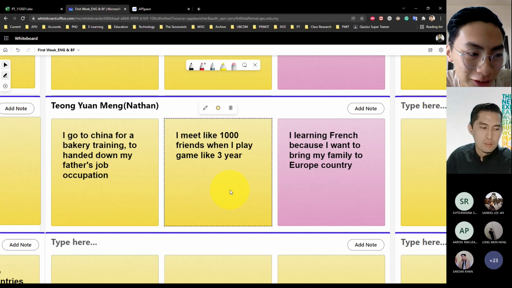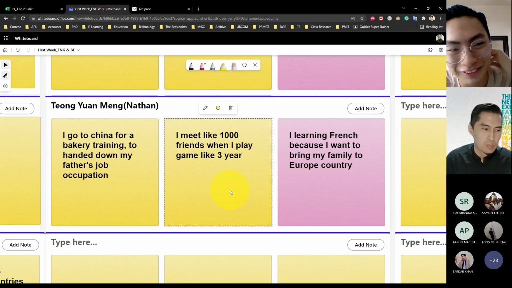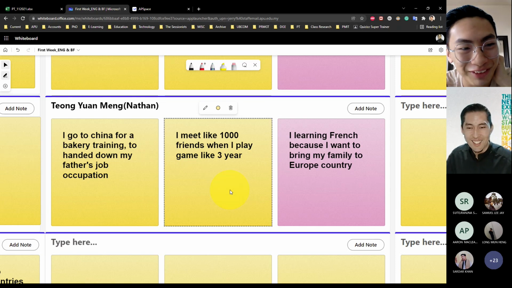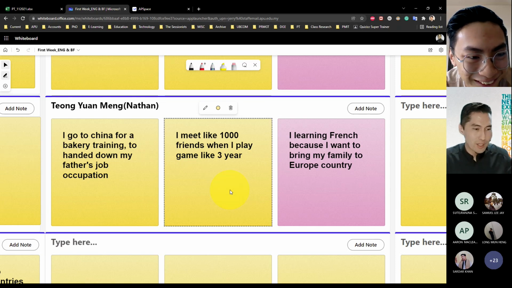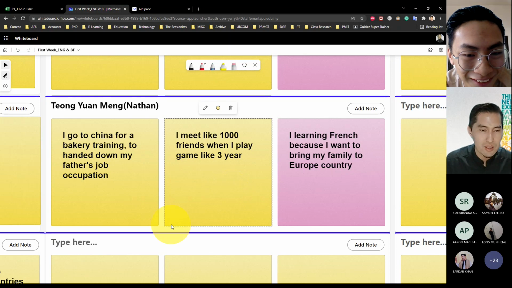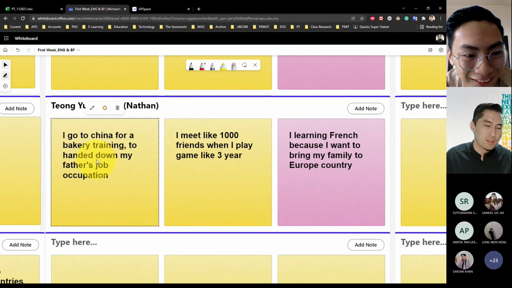Like it's a Mandarin game. It's called Arena of something, but I don't know how to say that in English. Okay, all right, so it's an arena or something. Maybe you can share it in the chat after this and you can just mention it.